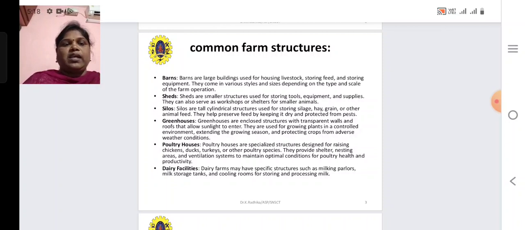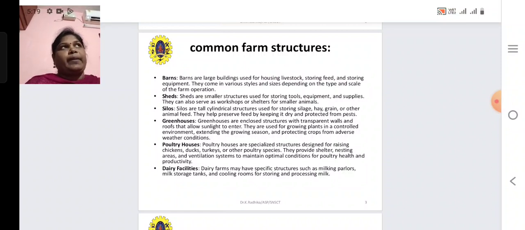Then poultry houses. Some of the animals are reared in our agriculture, so these are specialized structures designed for raising chickens, ducks, and other poultry species. They provide shelters, nesting areas, and ventilation systems to maintain optimal conditions for poultry health and productivity. So we have to maintain the poultry, the livestock, ducks, chickens, for this purpose.